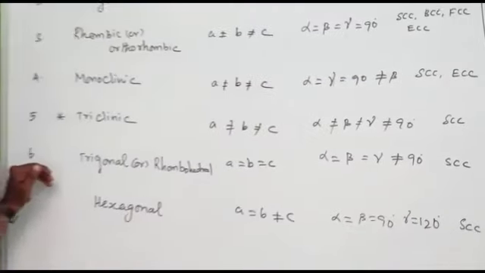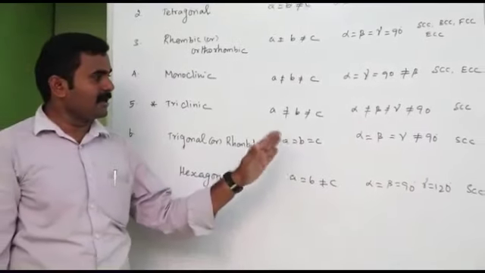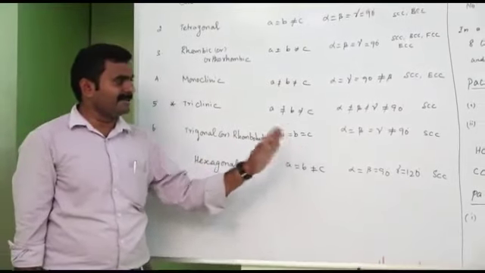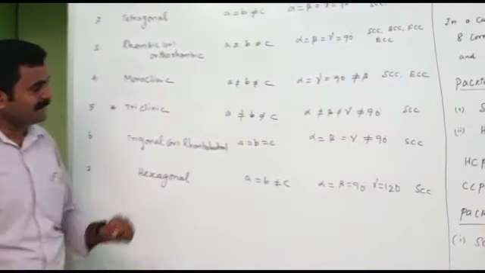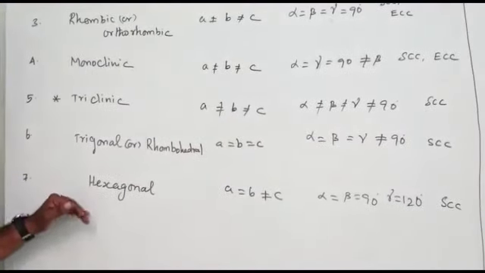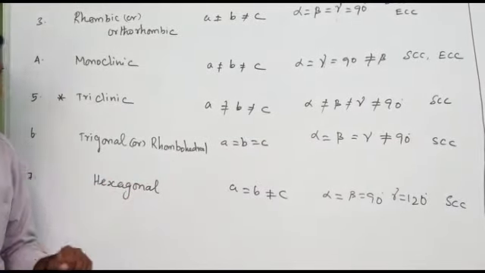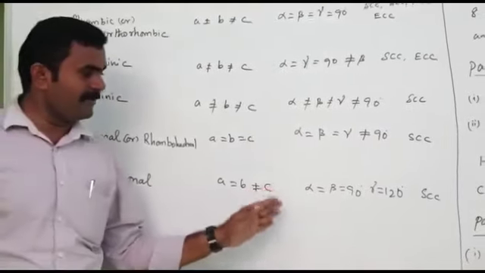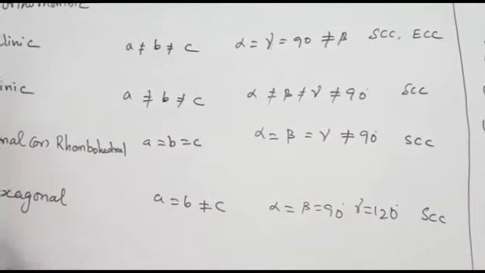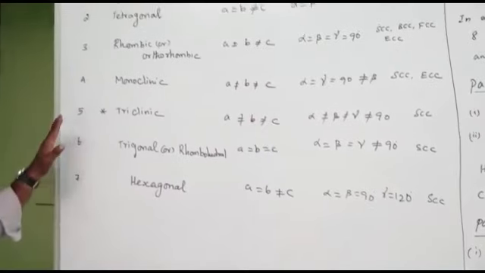The sixth one is trigonal. All the edge lengths are equal. Bond angles alpha and beta are equal to 90, but gamma is not equal to 90. They are considered SCC unit cells. The last one is hexagonal. Edge lengths a and b are equal, but b is not equal to c. The bond angles alpha and beta are equal to 90, but gamma is 120 degrees. It is considered SCC unit cells. So these are the 7 types of crystal system.